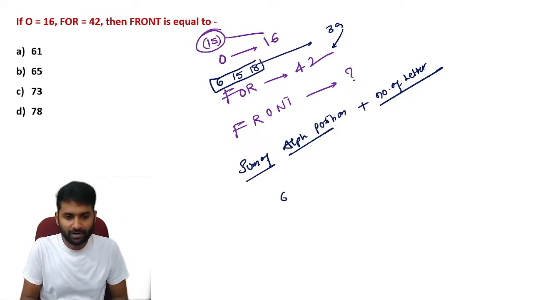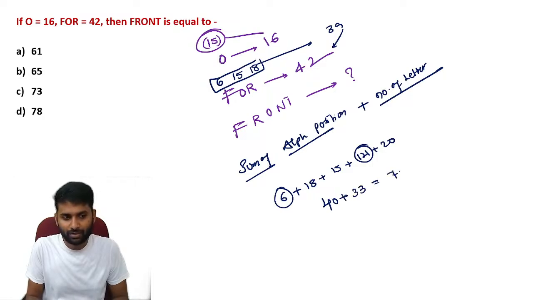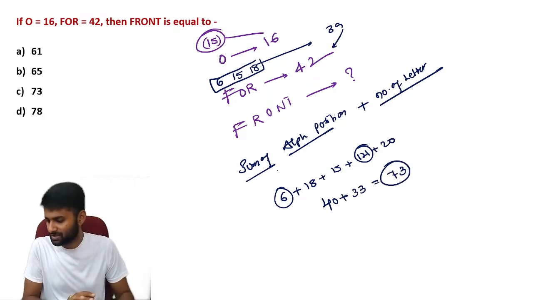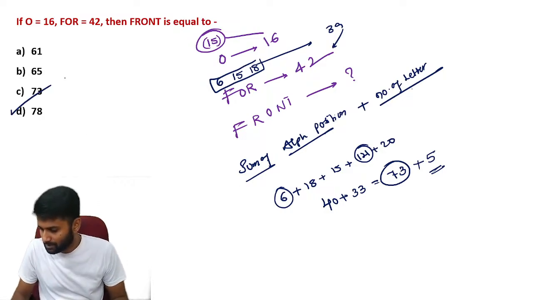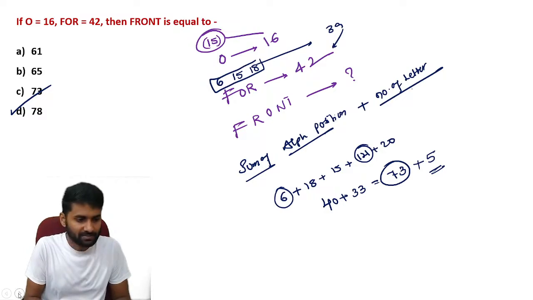Now if you go for FRONT, 6 plus 18 plus 15 plus 14 plus 20. Let's go through the sum here. 20 plus 20 is 40. 15 plus 18 is 33. Then the total value is 73. But don't choose the option 73. According to the logic, you have to add the total number of letters. In FRONT, we have 5 letters. Then the total sum becomes 78. Is it clear? So this is the logic.